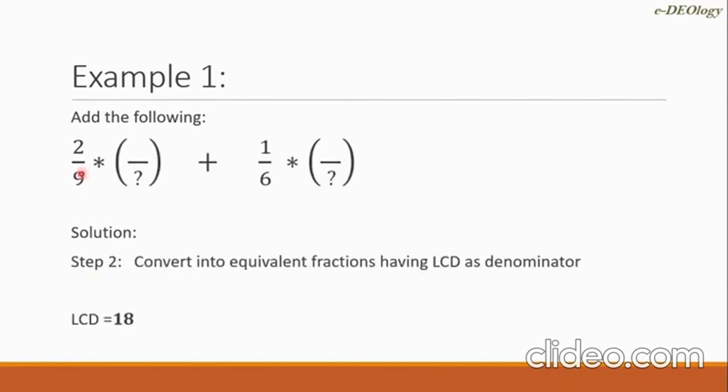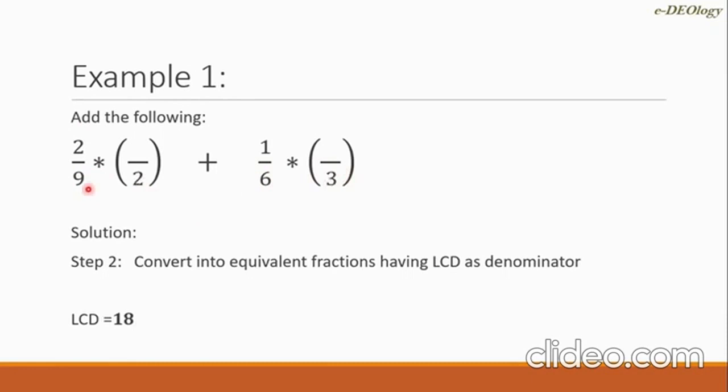Step 2 is we're going to convert the fractions into equivalent fractions having the LCD as the denominator. Look at the 2 over 9. What we want to do is make this number 9 equal to 18. And we're going to multiply this number 9 with a number to get a product of 18. In the same way, this number 6, we want to make this 18 by multiplying by a certain value.